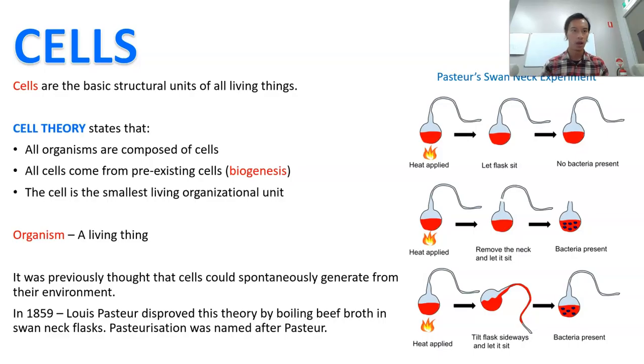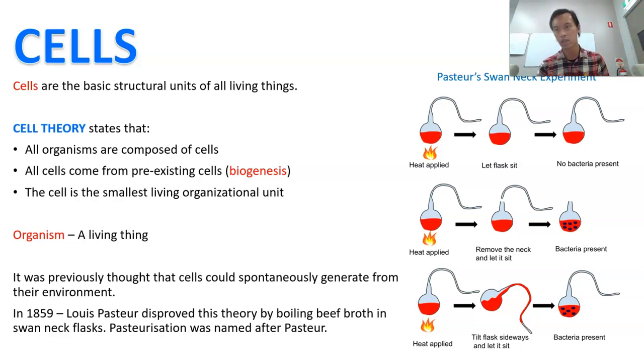Let's jump into it. Okay, so basically cells are the basic structural unit of all living things. And the cell theory states that all organisms are composed of cells. Cells come from pre-existing cells, which is what we call biogenesis. And the cell is the smallest living organizational unit, right? When I'm using the term organism, I'm referring to any sort of living thing, whether it be a plant cell, an animal cell, or bacterial cell, and so forth.